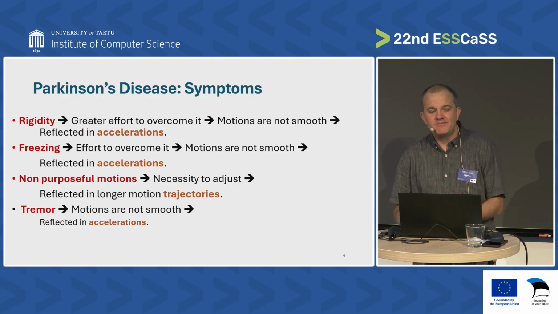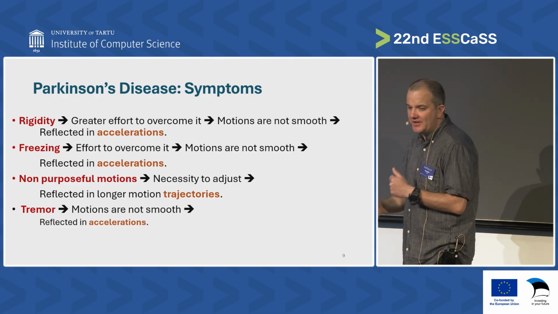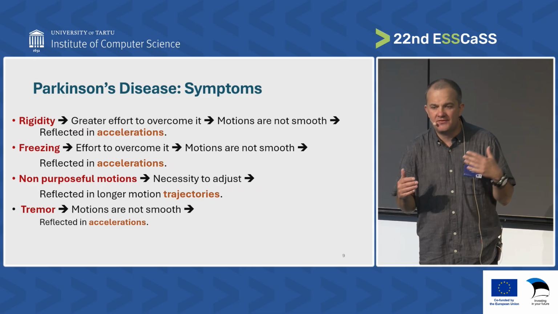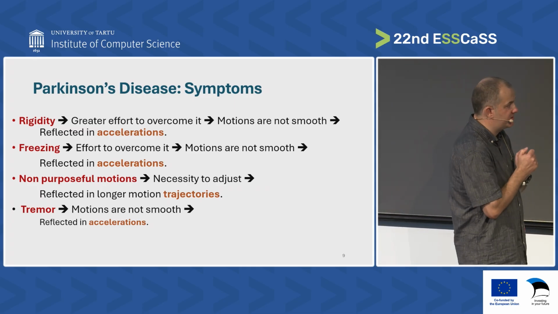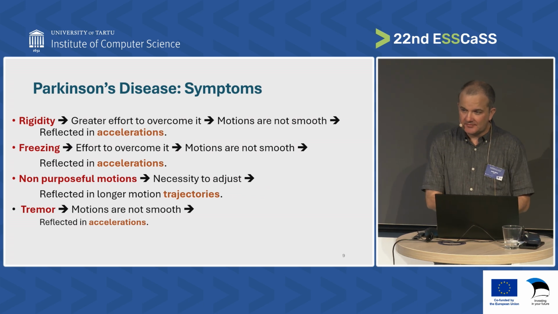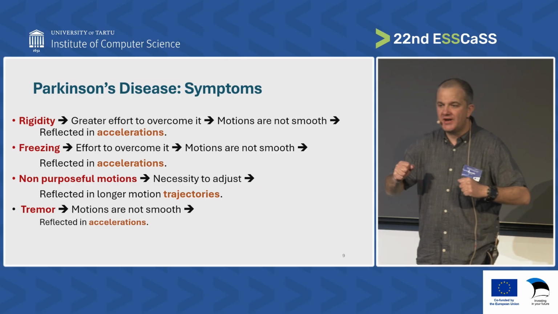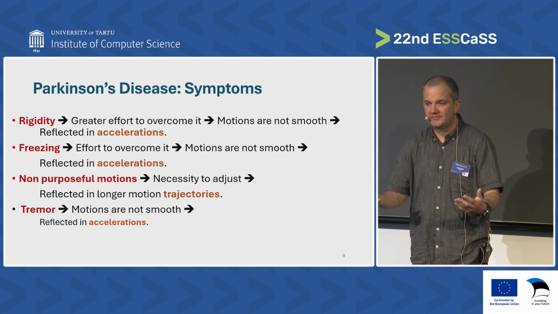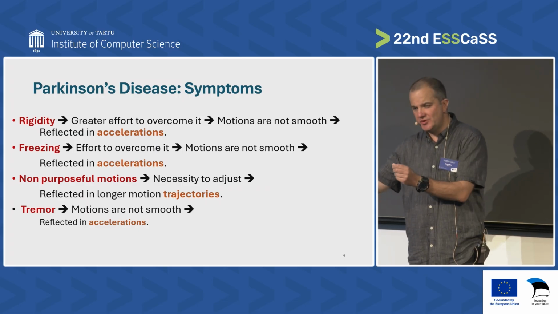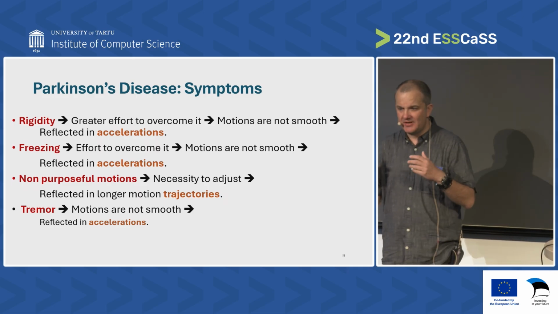So what are the symptoms? More specifically, if we take any medical book, you will find rigidity, freezing, non-purposeful motions, and tremor. This is what our colleagues distinguish. And what does rigidity in motion mean? It means a greater effort to overcome it. So motions are not smooth, and this is reflected by accelerations. So we have something related to acceleration.